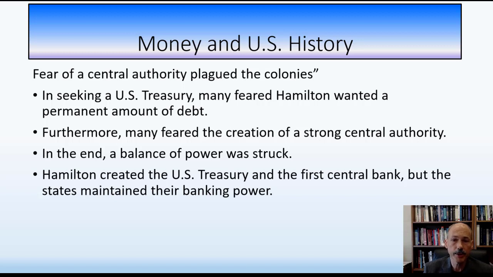So in seeking a U.S. Treasury, many feared Hamilton wanted a permanent amount of debt, and they thought, wow, a permanent amount of debt means that we would be shackled to some central authority because we'd constantly have to pay off that debt. Furthermore, many feared that the creation of a strong central authority in and of itself was a problem, and that's what a U.S. Treasury represented. And in the end, a balance of power was struck. There was power given to the states and some power given to a centralized authority, you know, a U.S. Treasury and a central bank. And to this day, there's still what's called a dual banking system, where there's a state banking system and a national banking system, which we'll discuss later on in this course.